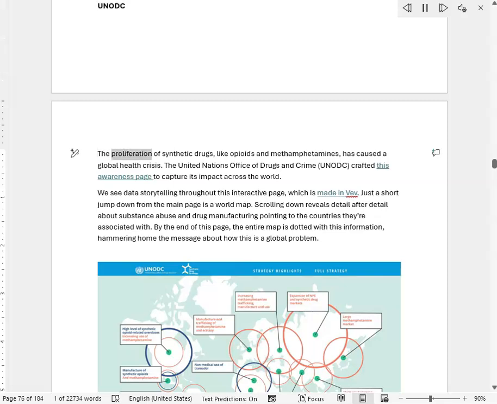Anarch. The proliferation of synthetic drugs, like opioids and methamphetamines, has caused a global health crisis. The United Nations Office of Drugs and Crime, UNODC, crafted this awareness page to capture its impact across the world. We see data storytelling throughout this interactive page, which is made in Vev. Just a short jump down from the main page is a world map. Scrolling down reveals detail after detail about substance abuse and drug manufacturing, pointing to the countries they're associated with. By the end of this page, the entire map is dotted with this information, hammering home the message about how this is a global problem.